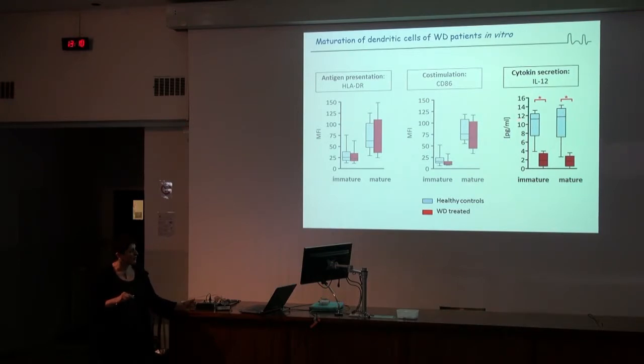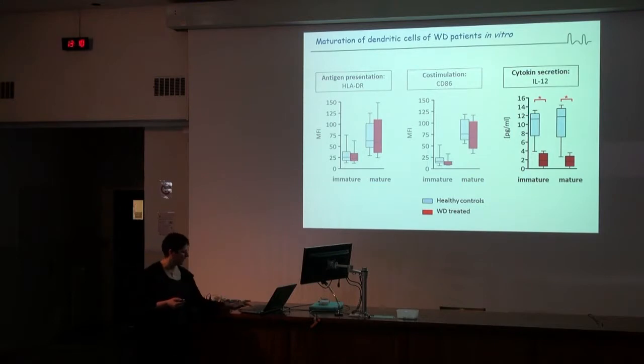So while the DCs of healthy controls are able to produce a huge amount of IL-12 already in the immature state, but more in the mature state, the Whipple's disease patients' DCs produce only a very small amount of IL-12.